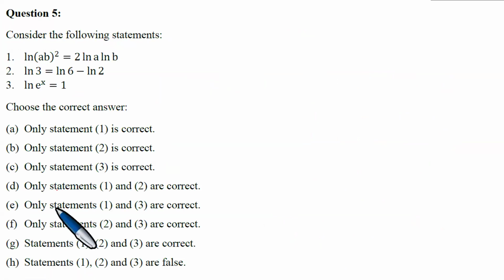Consider the following statements with the natural log: ln of AB squared equals 2 ln A ln B; ln 3 is ln 6 minus ln 2; the ln of e to the power x equals 1. Choose the correct answer. Only statement 1 is correct. Only statement 2 is correct. Only statement 3 is correct. Only statements 1 and 2 are correct. Only statements 1 and 3 are correct. Only statements 2 and 3 are correct. Statements 1, 2, and 3 are correct. Statements 1, 2, and 3 are false.